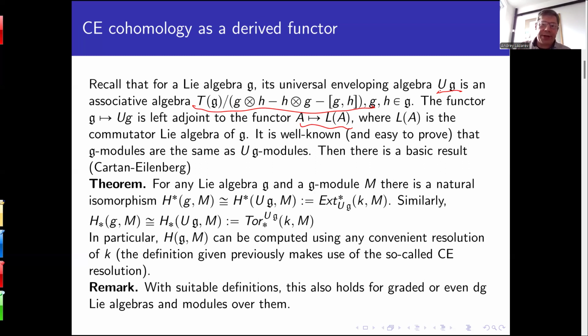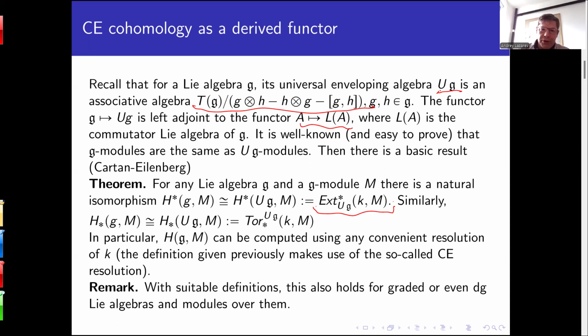result from representation theory. Then there is a similarly fundamental result belonging to Cartan and Eilenberg, which says that the Chevalley-Eilenberg cohomology of a Lie algebra is isomorphic to the cohomology of the universal enveloping algebra in the following sense. So this cohomology is just Ext over UG from K into M. K is a module over UG.